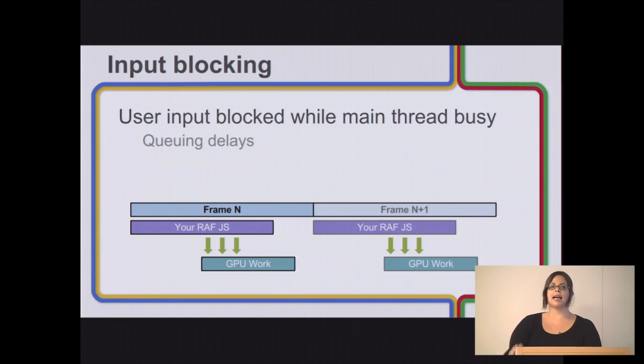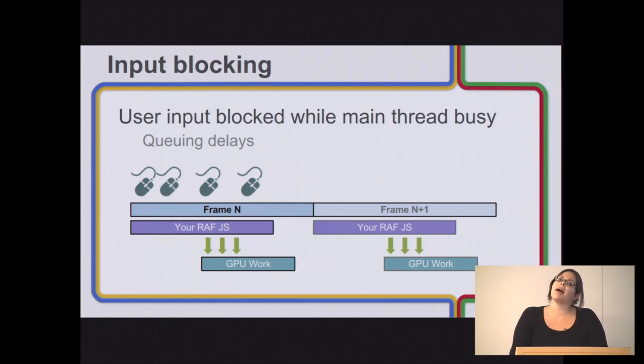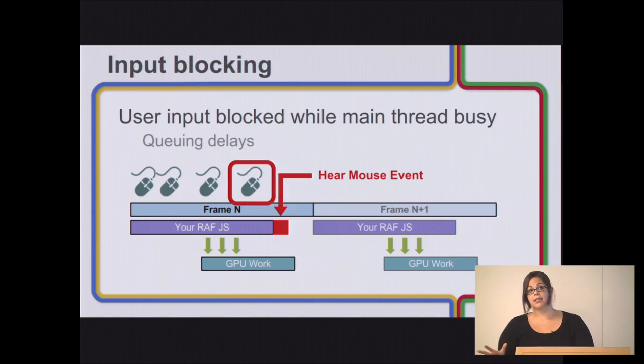So here we have a diagram similar to before. It's sort of showing a series of frames. First you do your JavaScript work, then you do your GPU work, and you just keep doing that. If during my JavaScript work I get a bunch of mouse move events, I'm not going to hear them right away. I can't hear them while the main thread is busy. Once the JavaScript execution is done, you're eligible to hear a mouse event. So here, in this case, I'm going to hear this most recent, freshest mouse click.